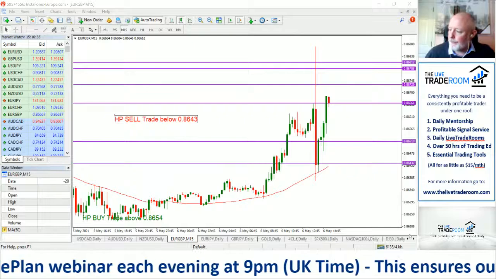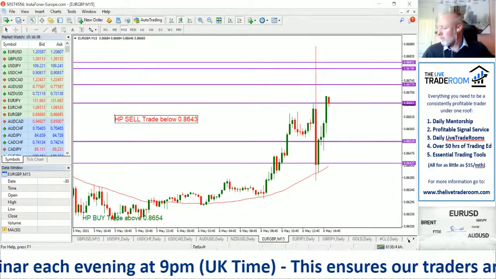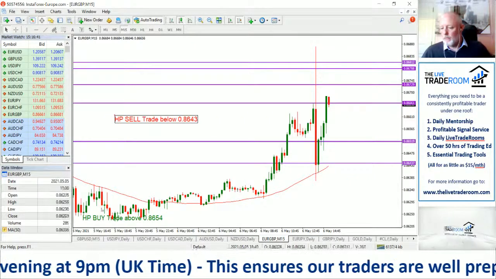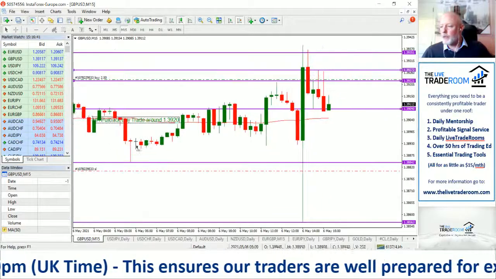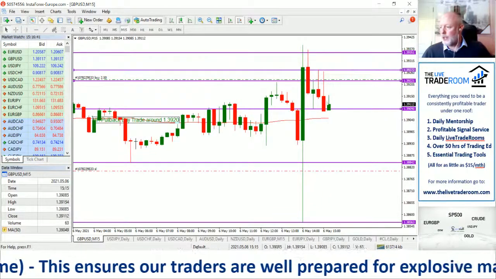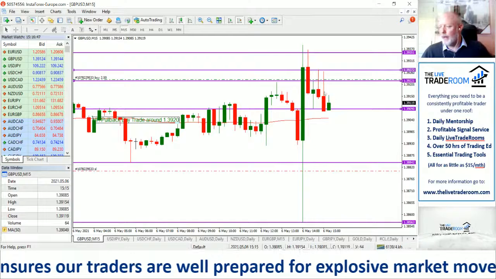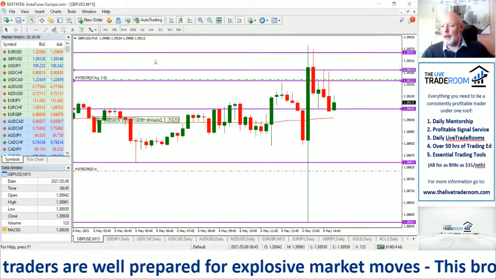So just seeing this little pullback trade kick in here, and we'll see if we get some extended moves in the pound dollar.